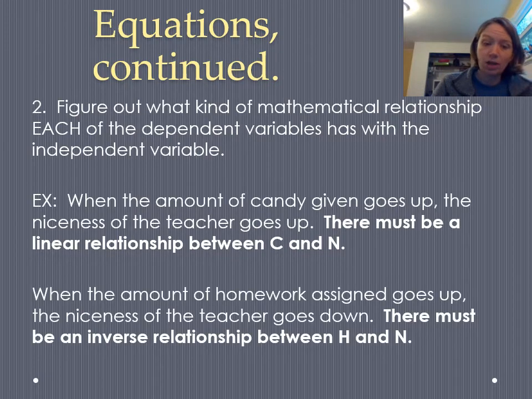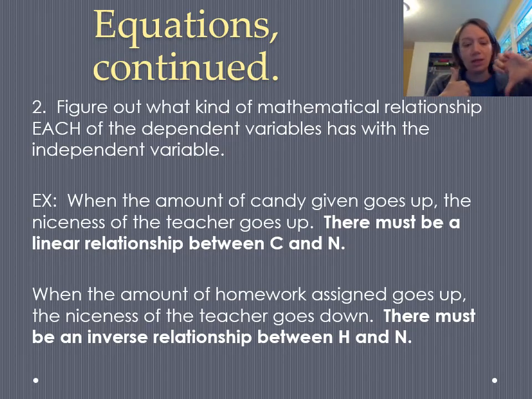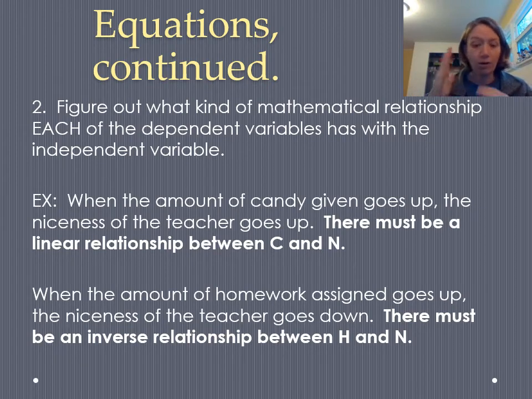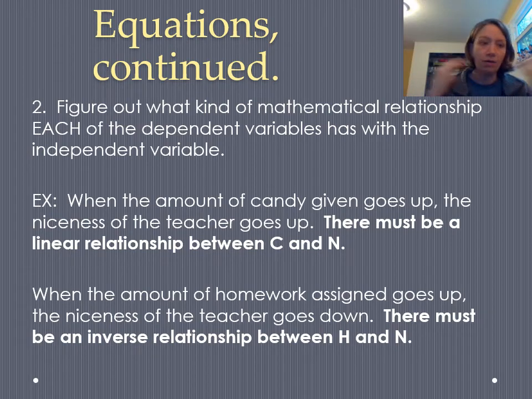Then we have to consider the other variable, homework. Generally speaking, most students would say when the amount of homework a teacher assigns goes up, the niceness of the teacher goes down. And that tells me that there is an inverse relationship between h and n. So we have our dependent variable n, and we now know two different relationships of our independent variables with that n.